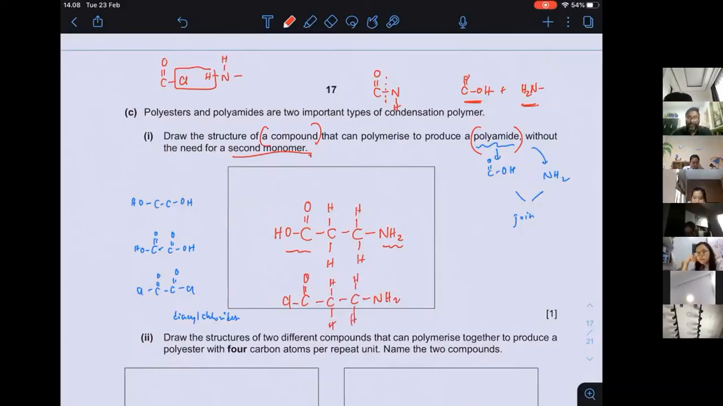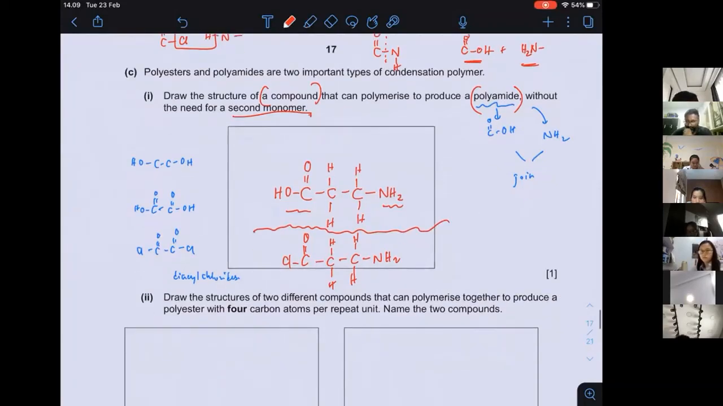Okay, please choose which one you want. You can either use the one that involves the carboxylic acid and then NH2, or you can choose the one that has the acyl chloride and NH2. It's possible.